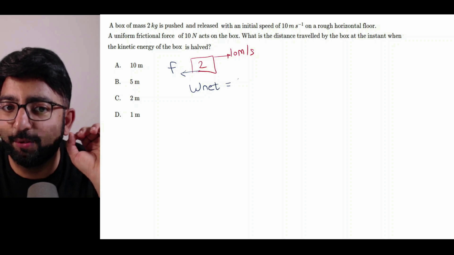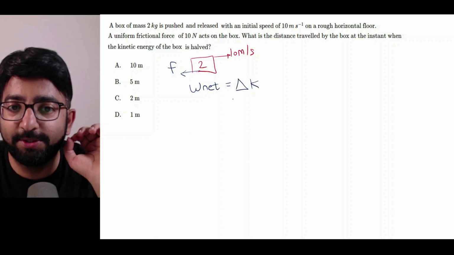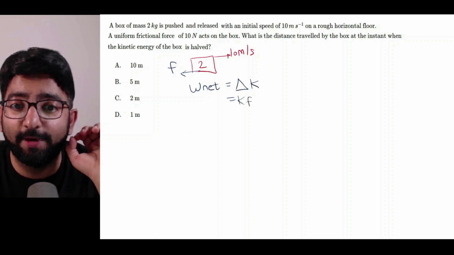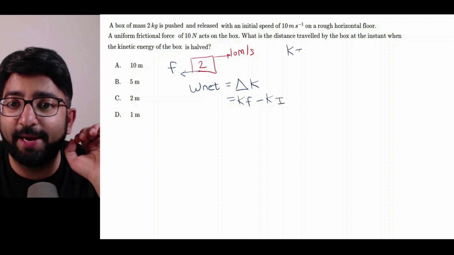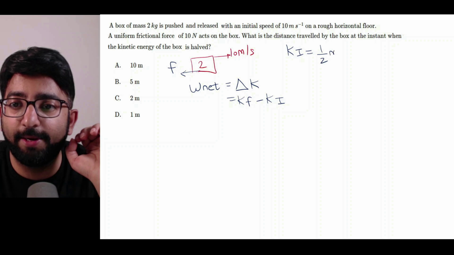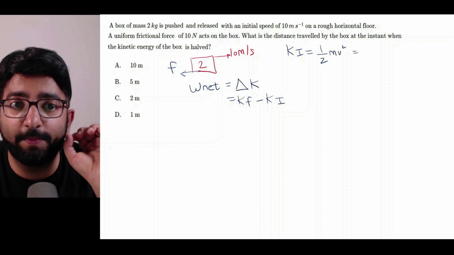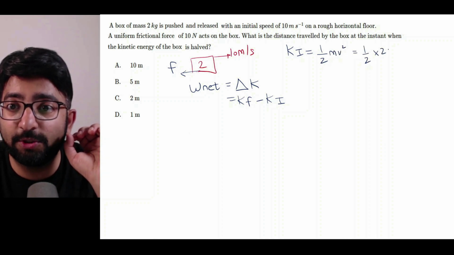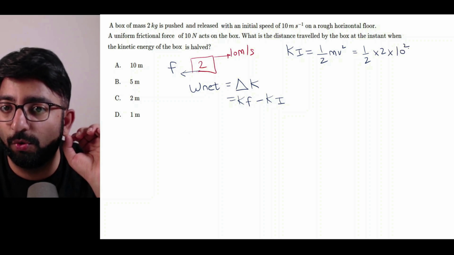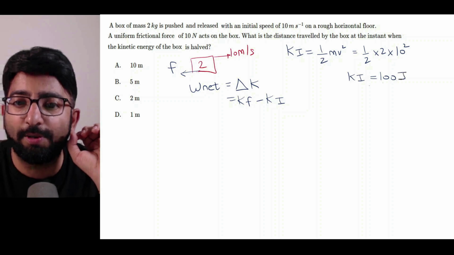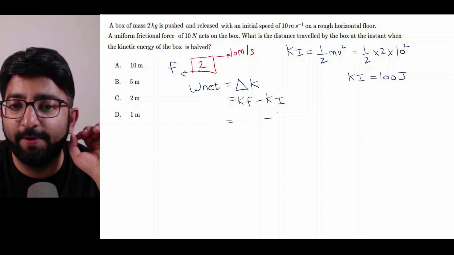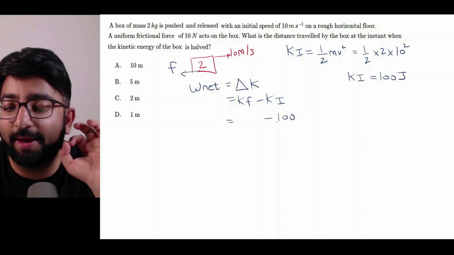We can also use the Stewart equation to solve this. So the change in kinetic energy will be final kinetic energy minus the initial kinetic energy. Initial kinetic energy is half m into v square. Now mass of the object is given as 2 and the initial speed is 10. So eventually we can write initial kinetic energy is 100 joules. So in the expression, we will write kinetic energy initial as 100.